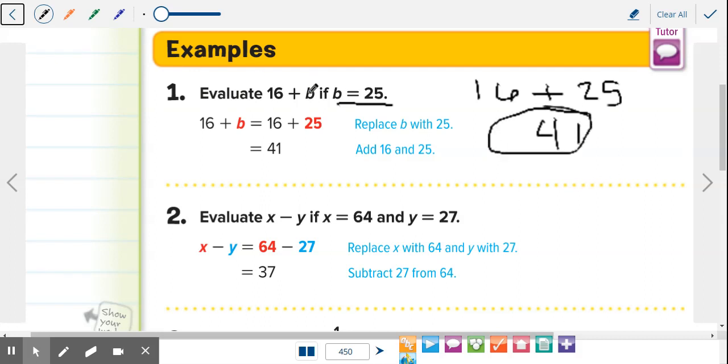Okay. So in that case, we only had one variable. You only have to replace one. They tell you what it is, and then you just write it out and solve it. Okay. So one step, we did addition. Just one operation there.